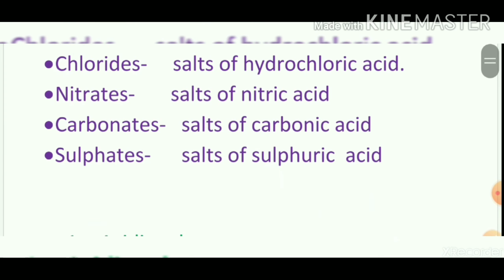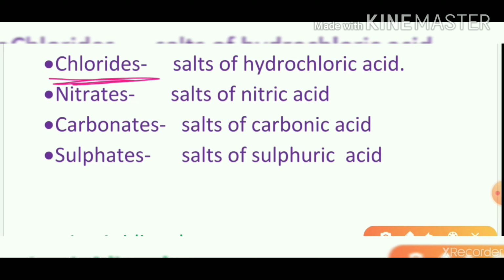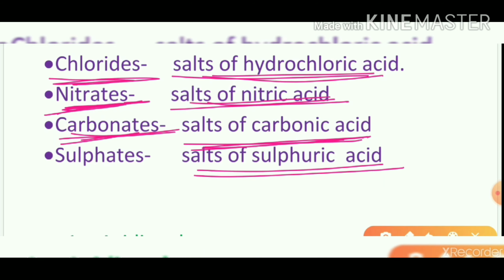Now we will see some important points related to salts. What are chlorides? Salts of hydrochloric acid are known as chlorides. Now second, nitrates. Salts of nitric acid are known as nitrates. Third, what are carbonates? The salts which are related with carbonic acid are known as carbonates. Next, salts of sulfuric acid are known as sulfates.